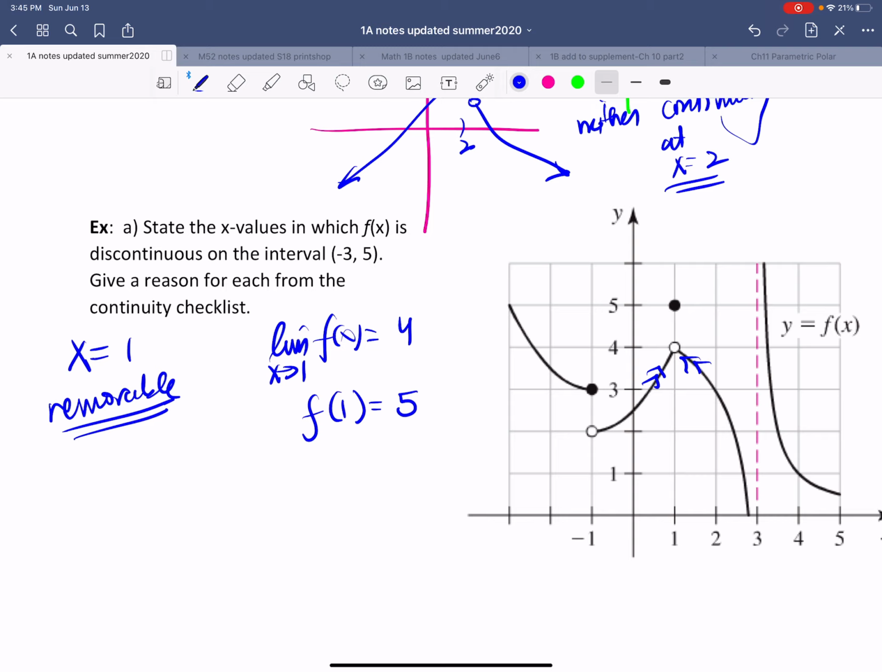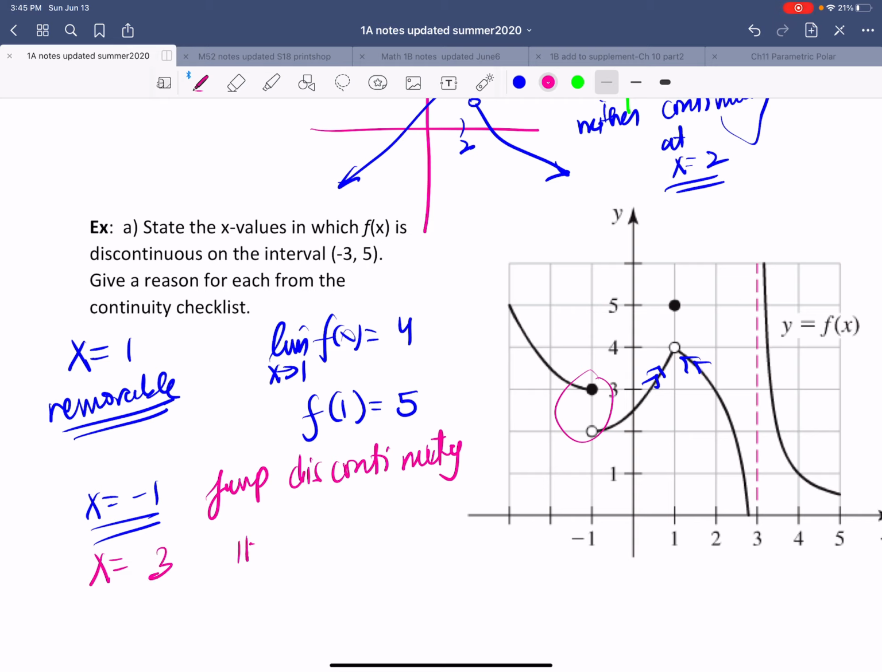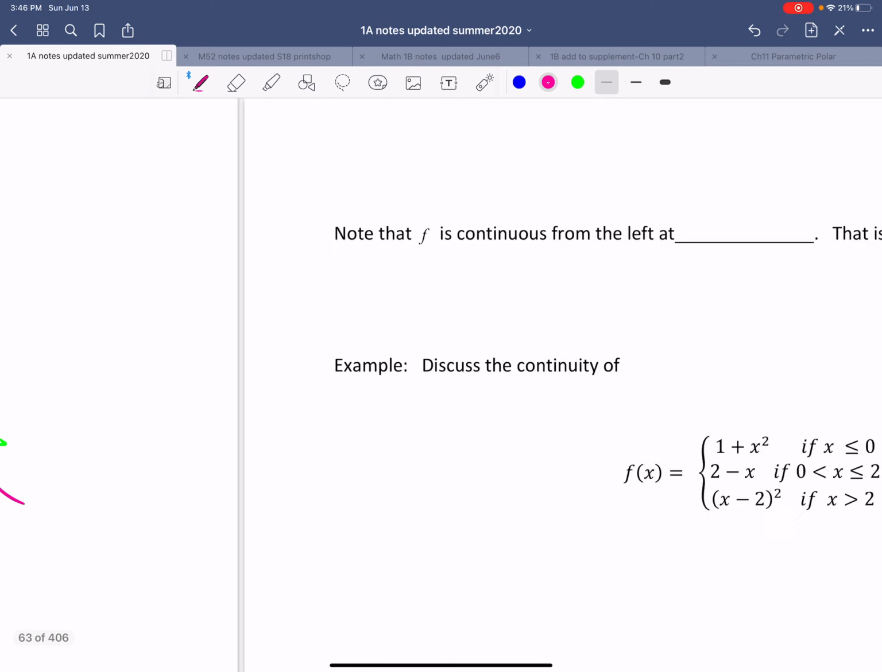All right, next, at x equals -1, we have another discontinuity. At x equals -1, what kind of discontinuity do we have? Looks like we would have a jump discontinuity. Yep, the left-handed limit and right-handed limit are not equal, so jump discontinuity. At x equals 3, we have infinite discontinuity. All right, so that's all the discontinuities in this graph.